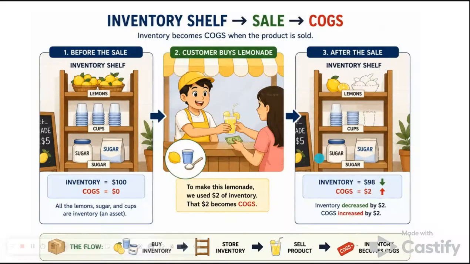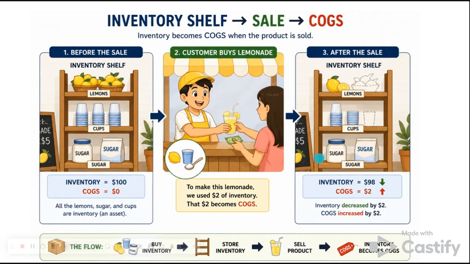Think of inventory as a storage shelf. Before the sale, your inventory shelf had lemons, cups, and sugar. And after the sale, one less cup is left in the inventory. That inventory becomes COGS. Inventory goes down and COGS go up.